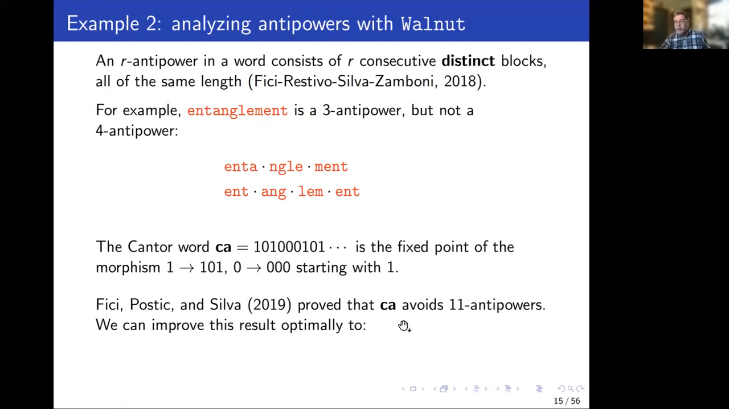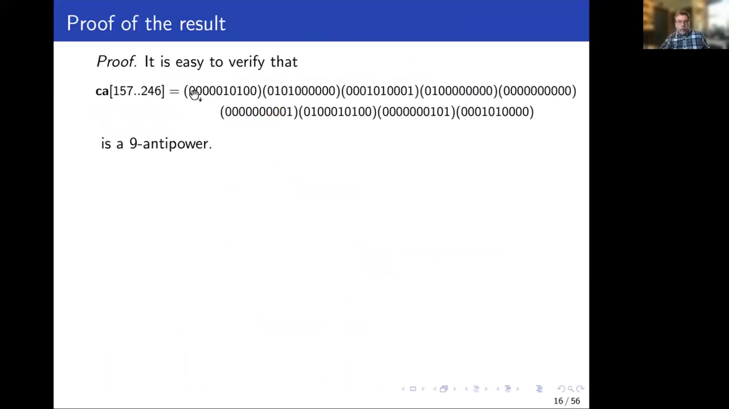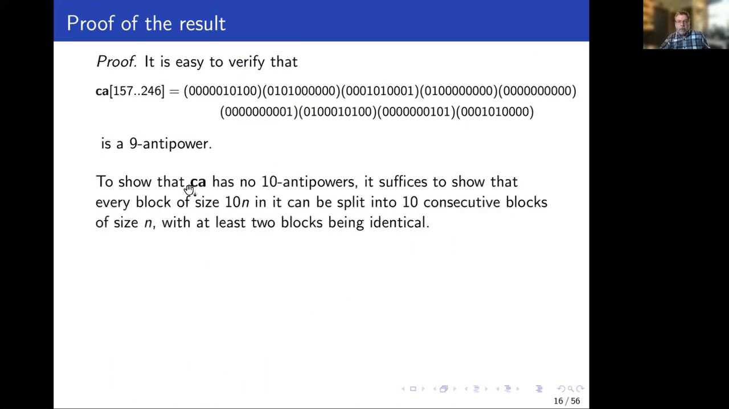We can prove this a little bit with Walnut too. The Cantor word contains no 10 antipowers. That's optimal because it does contain a 9 antipower. This was proved by my master's student, Samin Riasat, in his thesis. So how should we do this? Well, for the 9 antipower, you can just find one, and Walnut will find one for you if you want, but you could just write a short program yourself and find a 9 antipower. You check that all these 9 blocks are distinct.